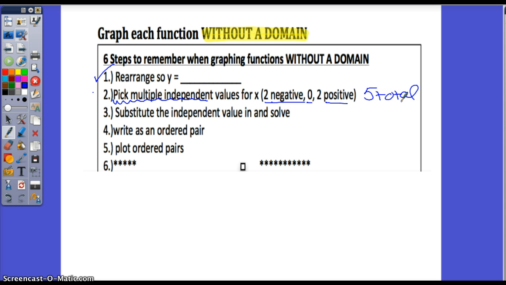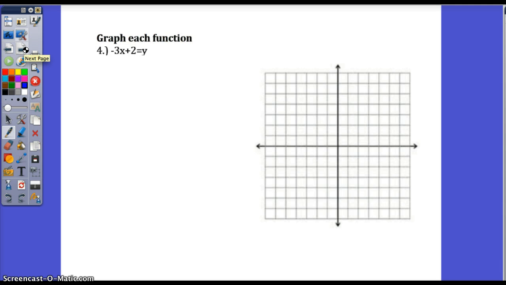Plot your ordered pairs. This is a big step that's different. Now you connect your line or your curve. And the reason why you connect here is because you might have picked a completely different independent value than the person next to you, and you want to include all of them. So let's go ahead and do that.